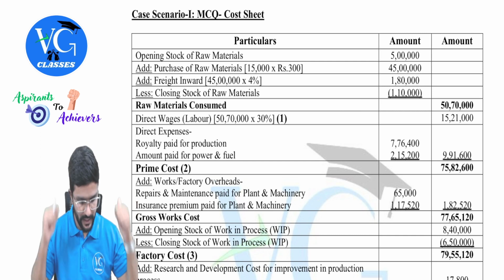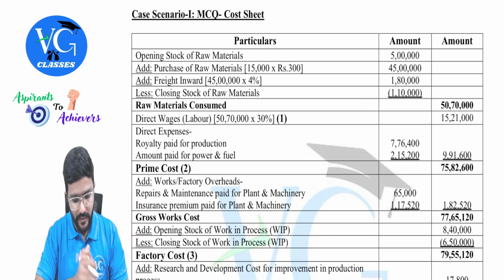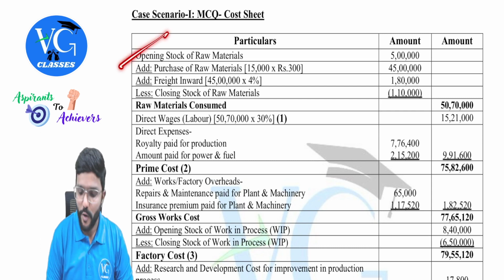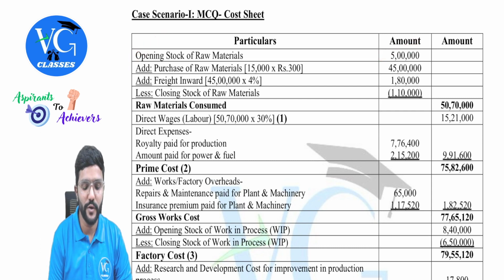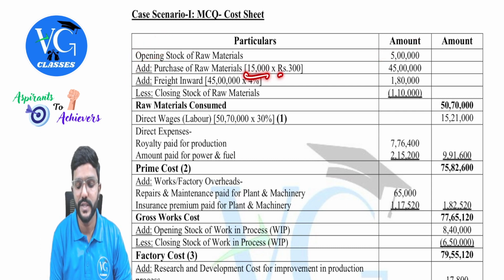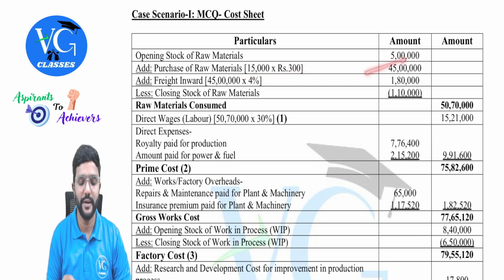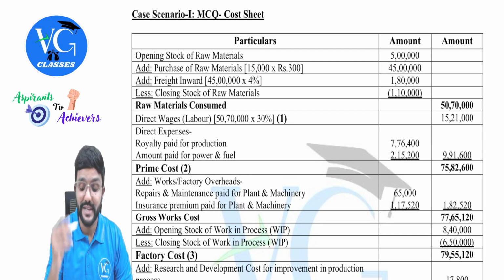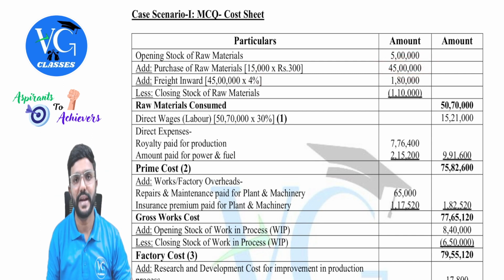Whatever amounts you have written. Yes, sure, fine. We'll start with opening stock of raw material, which is given as 5 lakh. Then purchase of raw material is given in the adjustments, guys: 15,000 into 300, which is 45 lakh, and 4% of that is freight inward. So freight inward is 4% of raw material purchased.